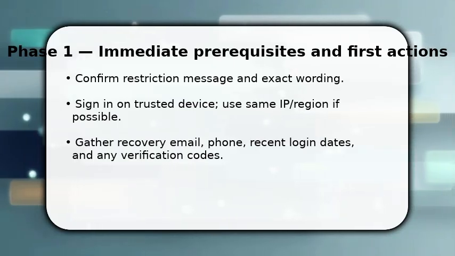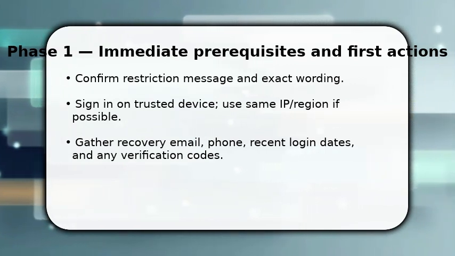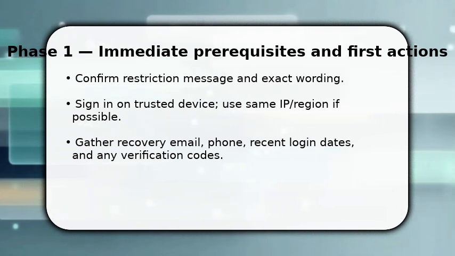You start by confirming the exact restriction message. This tells you why Google flagged the account. Next, sign in on a trusted device where you've used Gmail before. Because Google weighs familiar devices, this reduces friction.